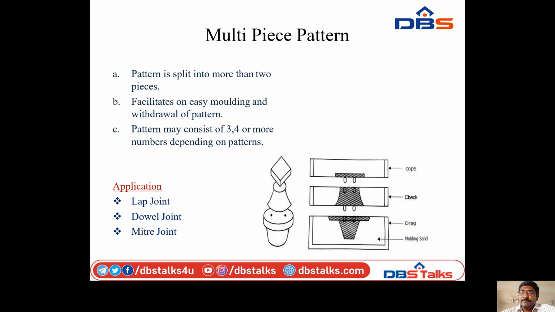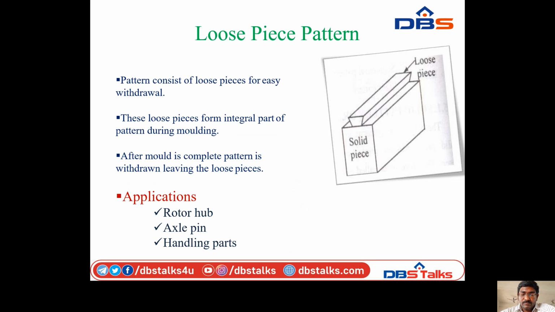So next type, loose piece pattern. In some instances in the molding process, depending upon the complexity of the part, the pattern cannot be made in one piece as there will be an undercut. To overcome this difficulty, some patterns are produced as loose piece patterns. The pattern consists of loose pieces for easy withdrawal. So you can see the figure also.